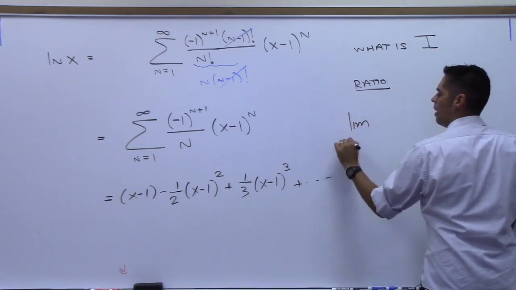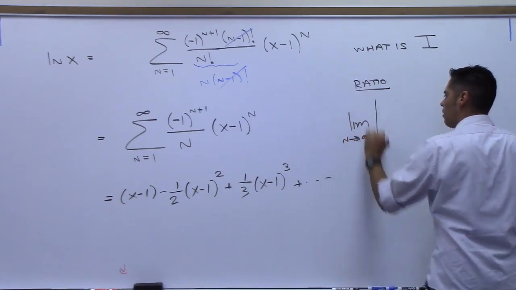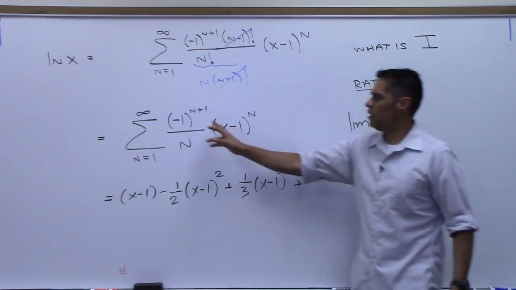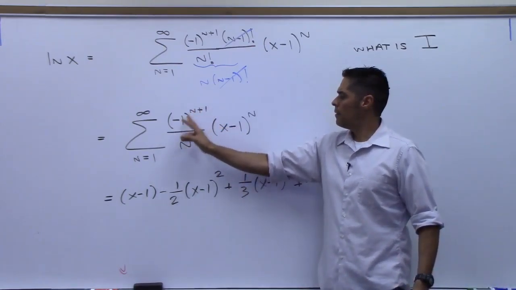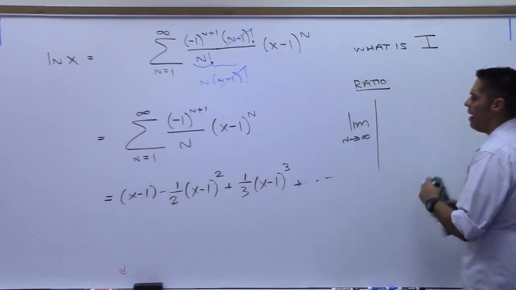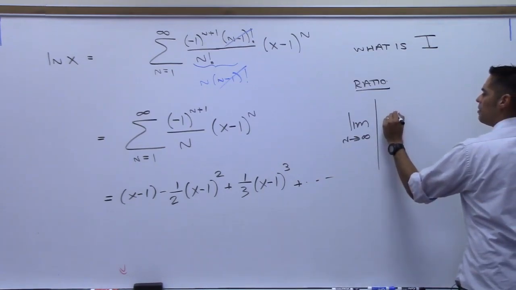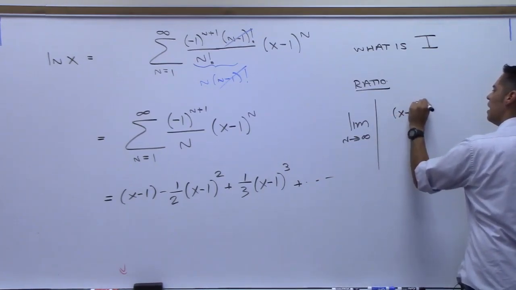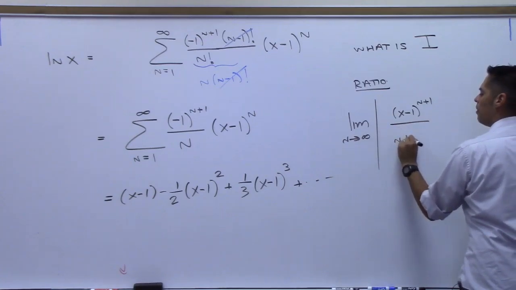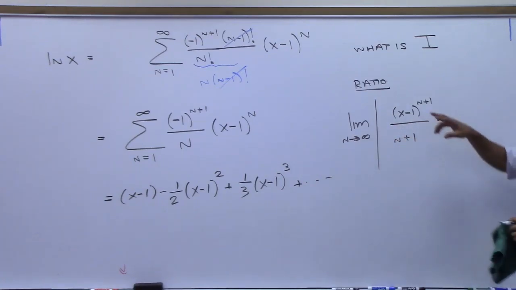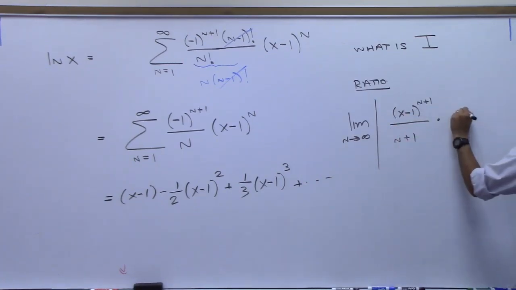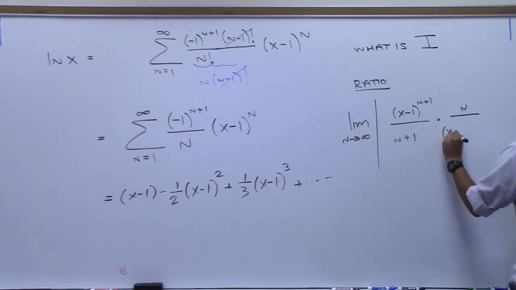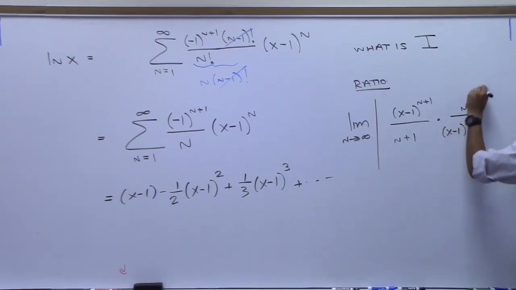Limit as n goes to infinity. I'll go kind of quick through it. Do I need to even look at this? No? So I'm going to have something like this. It'll be (x minus 1) to the n plus 1 over n plus 1, times that flipped, so n over (x minus 1) to the n. I need that less than 1.